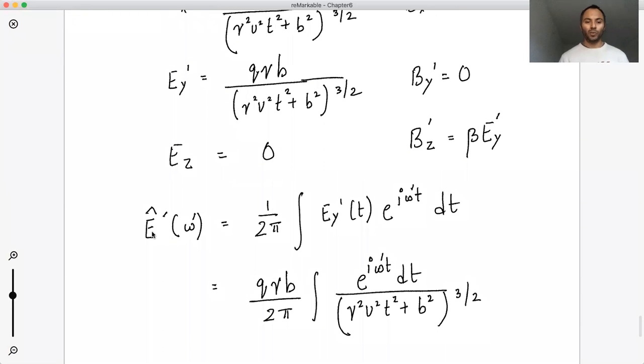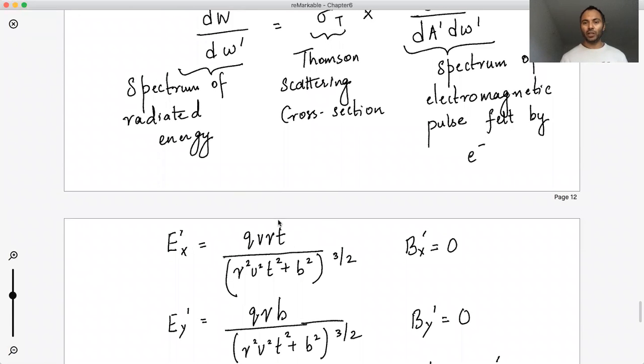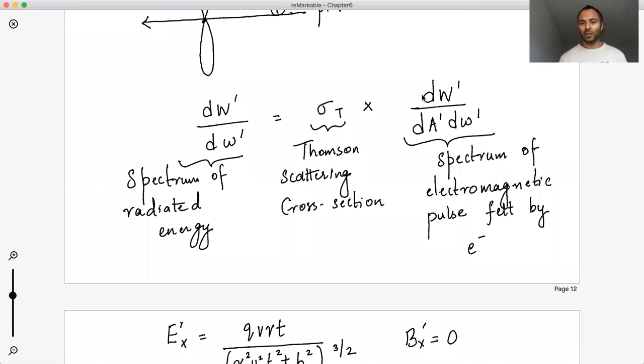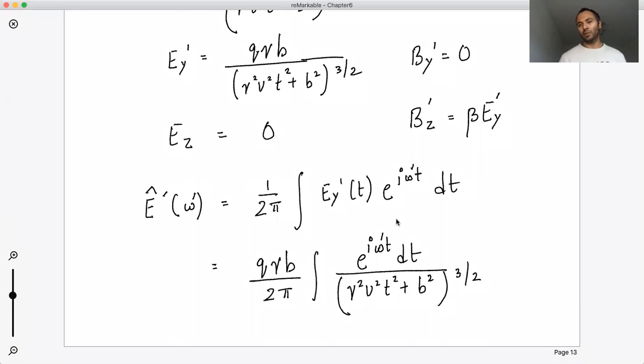Okay, so what do I want from it? I mean, these are time domain quantities. I actually want the spectrum, right? So this is the time domain pulse that's coming. I want the spectrum. I'm going to take the Fourier transform, of course.